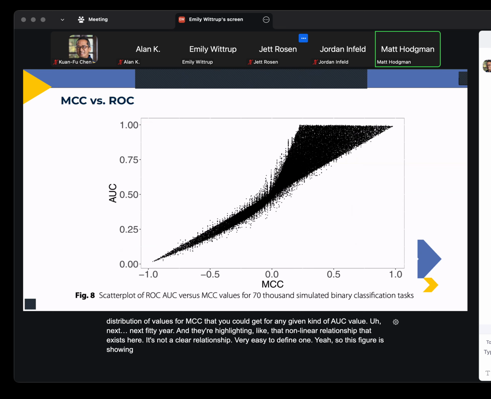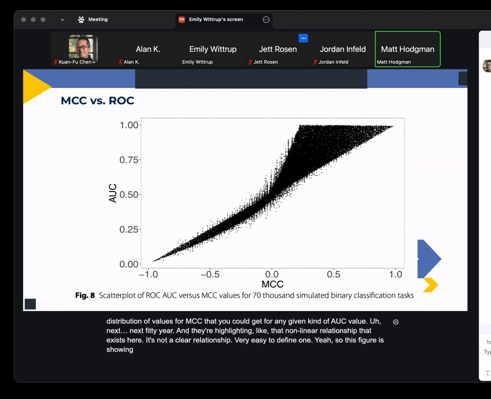So one of the main takeaways from this is what kind of assumptions you can have about the quality of the classifier by looking at these 2 metrics. If you look at an MCC score, you can have a better idea of what the AUC would look like given that MCC score.